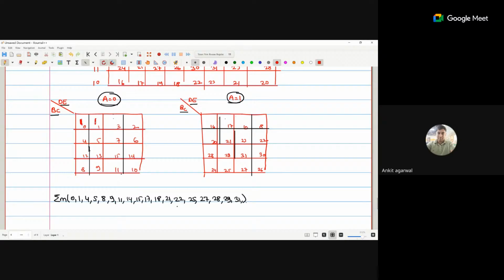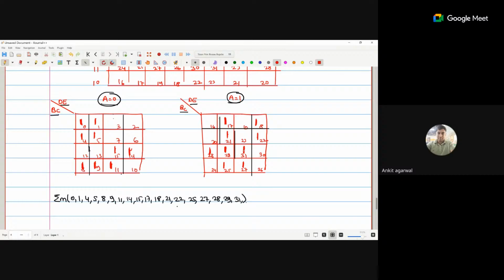0, 1, 4, 5, 8, 9, 11, 14, 17, 21, 22, 25, 27, 28, 29.